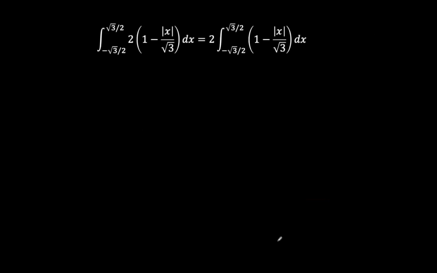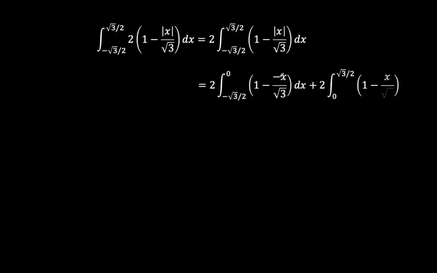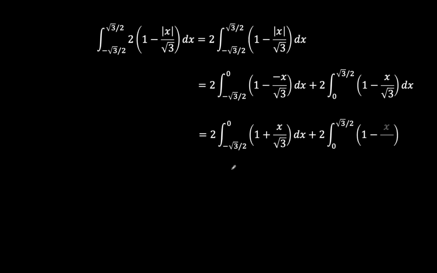Method 2: we could split this integral into two subcomponents, the negative side and the positive side, because you're looking at the absolute value, so it becomes a negative of the x on the negative side, and the positive side will just remain with the x. So we have negative root 3 over 2 to 0 and 0 to root 3 over 2. And so this becomes positive: negative, negative is a positive, and then this remains as it is.